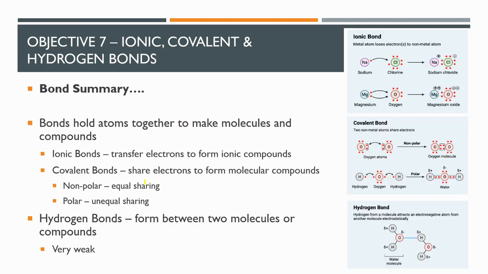So just to do a quick recap, okay, bonds hold atoms together to make molecules and compounds. If electrons are transferred, it forms an ionic bond. If electrons are shared, it forms a covalent bond. If the sharing is equal, we get nonpolar covalent bonds. If the sharing is unequal, we get polar. And these polar molecules have partial charges. Hydrogen bonds can form between them, and they're a very weak bond that forms between those compounds.